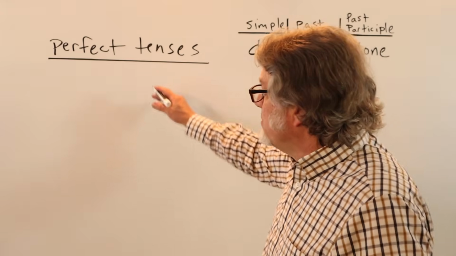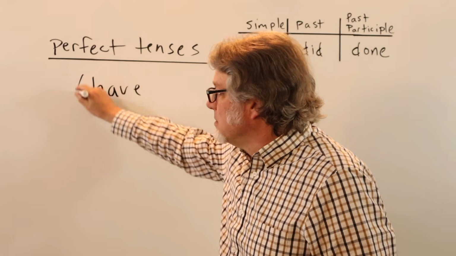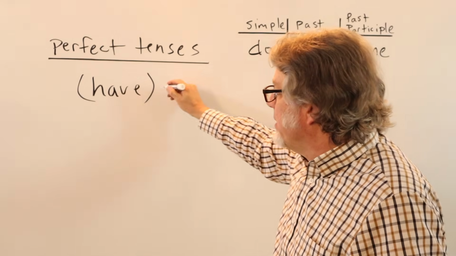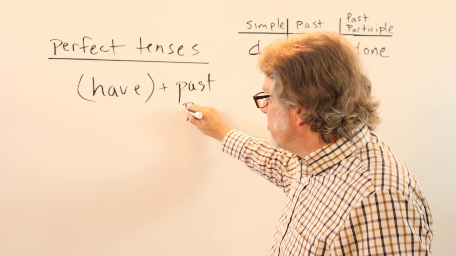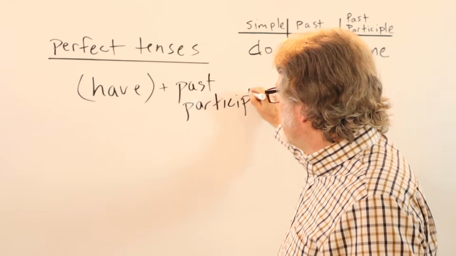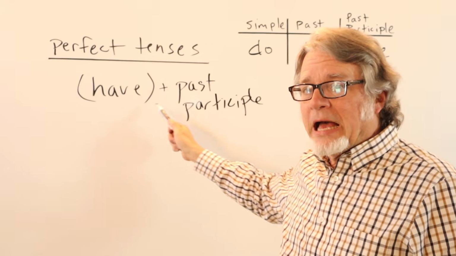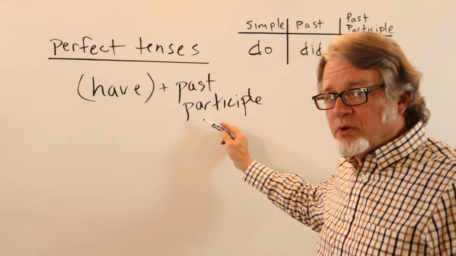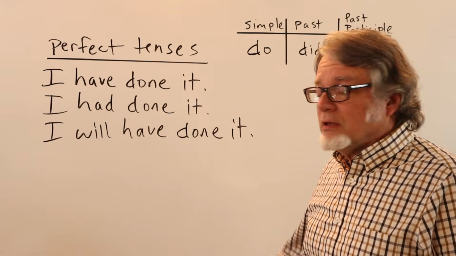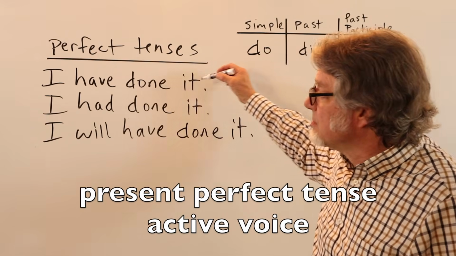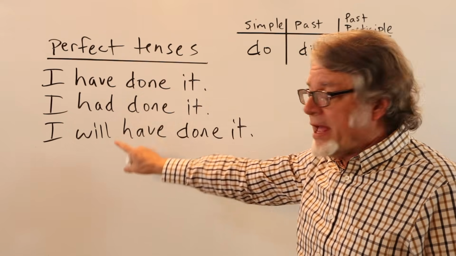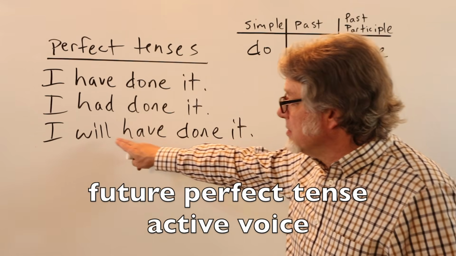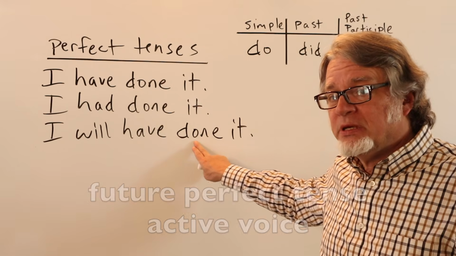Perfect tenses are formed with the verb have. This will change according to the tense and the subject. And then the past participle. So here you have a verb tense that overlaps in some way, where each version of the verb tense uses the past participle. Here are the perfect tenses. Here's the present perfect tense, I have done it. The past perfect tense uses had, I had done it. And the future perfect tense uses will, have, and then the main verb, done.